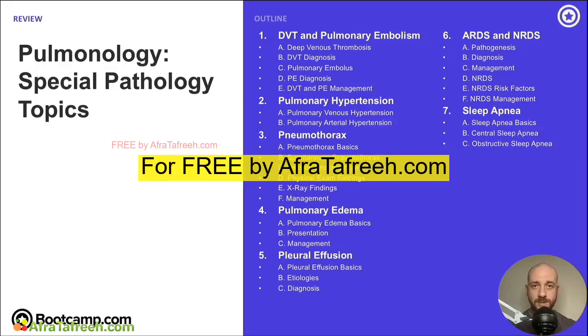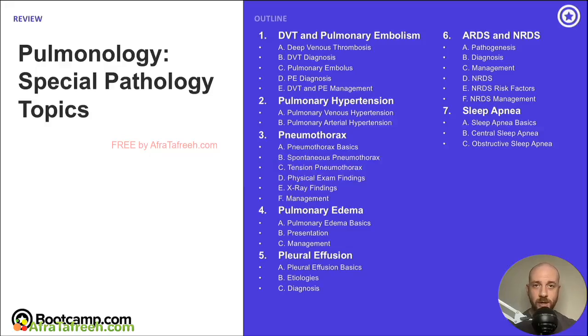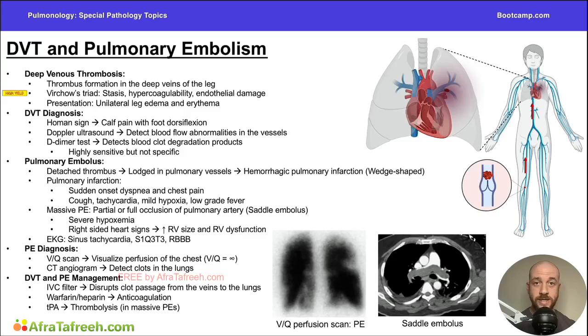What's up, everyone? It's Miles here from bootcamp.com, and today in pulmonology, we're going to start our chapter on special pathology topics. So in this chapter, we're going to be going over those last high-yield conditions that pertain to pulmonary pathology. So in today's video, we're going to be going over deep venous thrombosis, or DVT, and pulmonary embolism.